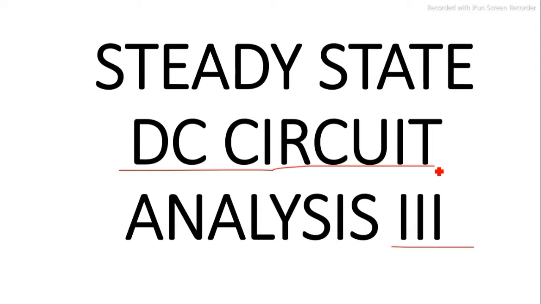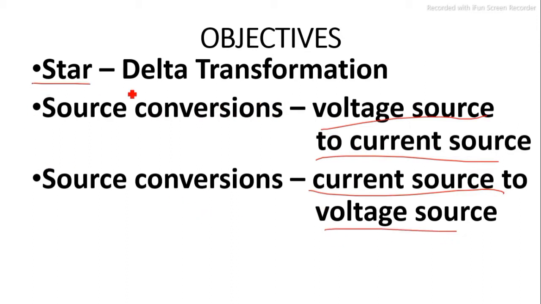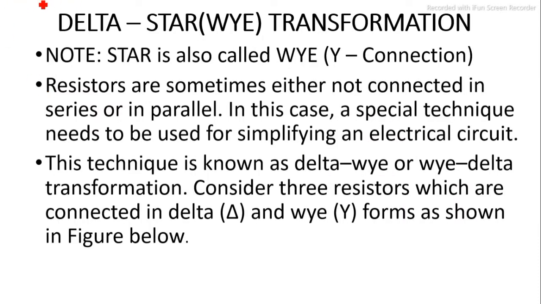superposition, Thevenin, and Norton. We use them to solve DC circuits. So in this case, we'll be talking about another principle: star-delta transformation and source conversion, whereby you convert from voltage source to current source, and also from current source to voltage source. In this case, we'll convert from star to delta and also from delta to star. So we'll do the two together, star to delta and delta to star. Let's move to the first one, star to delta.